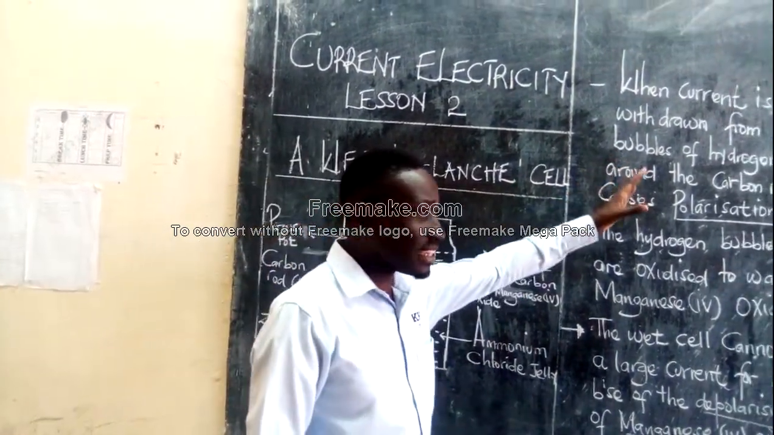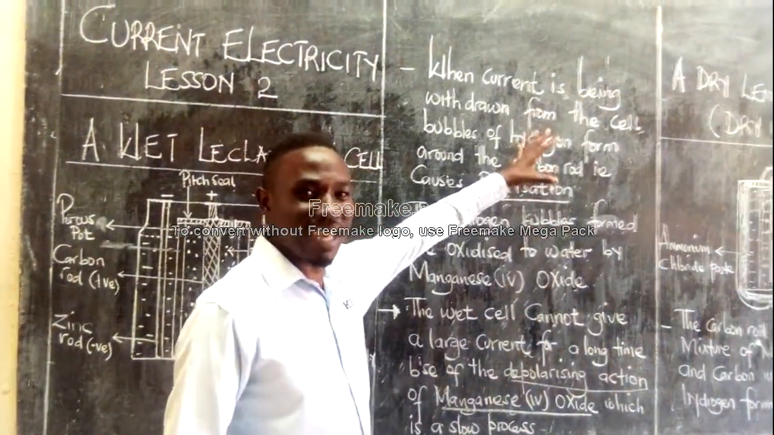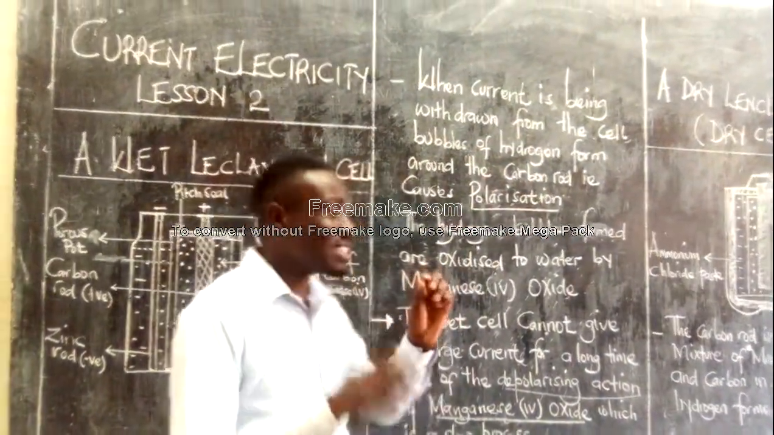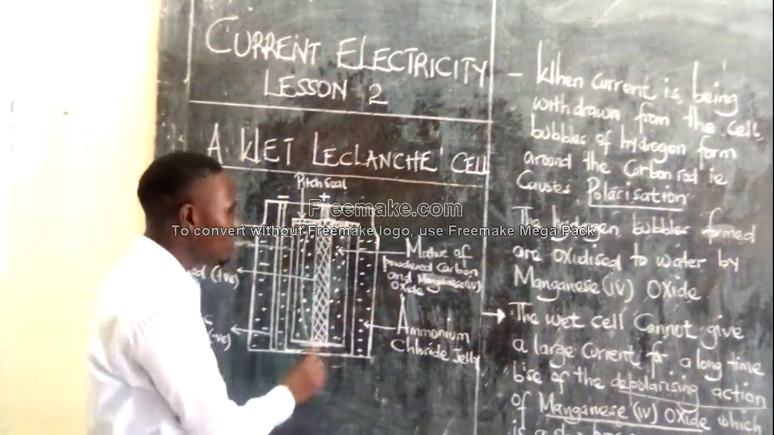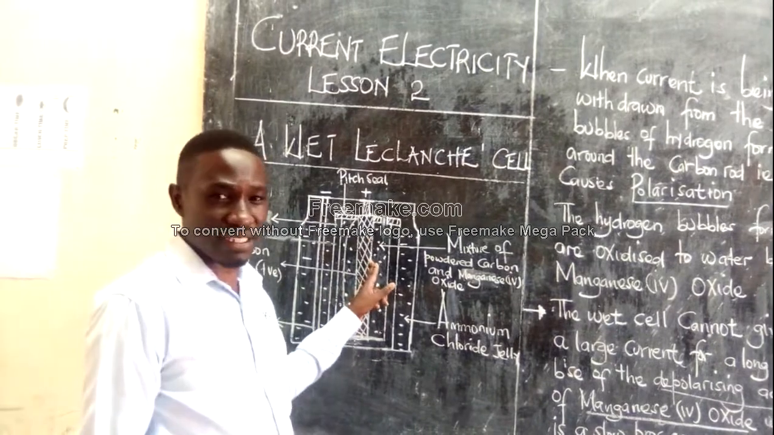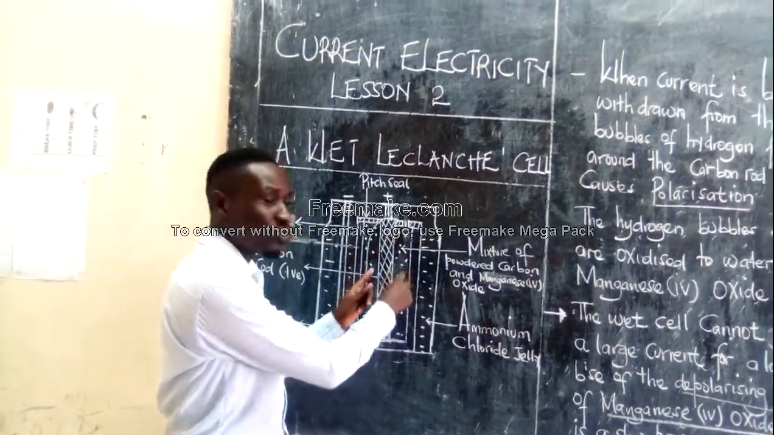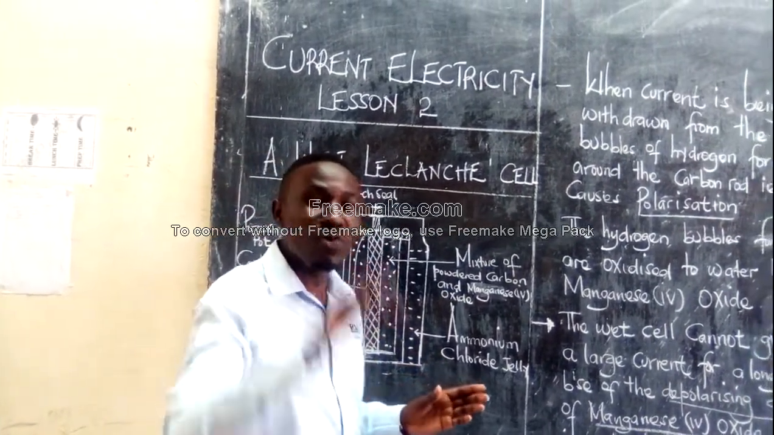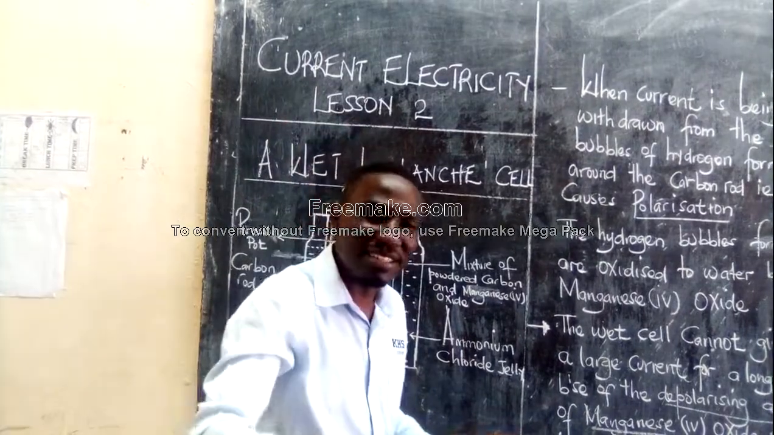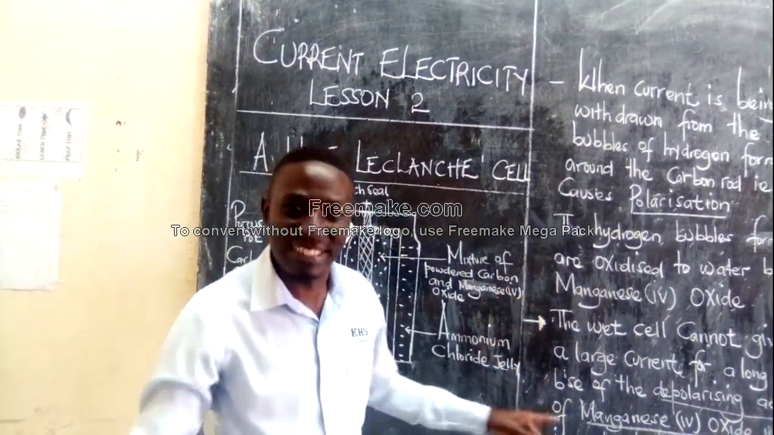So we are saying that when the current is being withdrawn from this cell, hydrogen bubbles tend to form along the carbon rod, which is positively charged. But because this carbon rod is surrounded by a mixture of manganese(IV) oxide, the hydrogen bubbles will immediately be oxidized into water, meaning there will be no polarization.